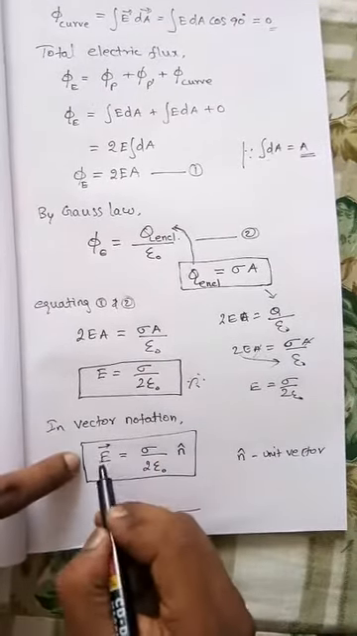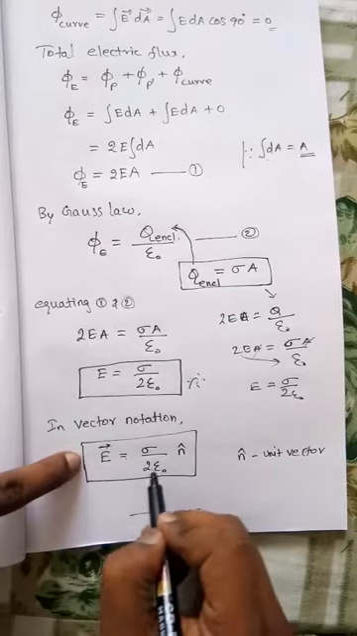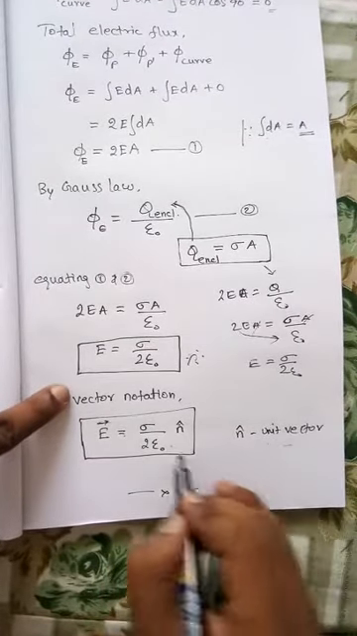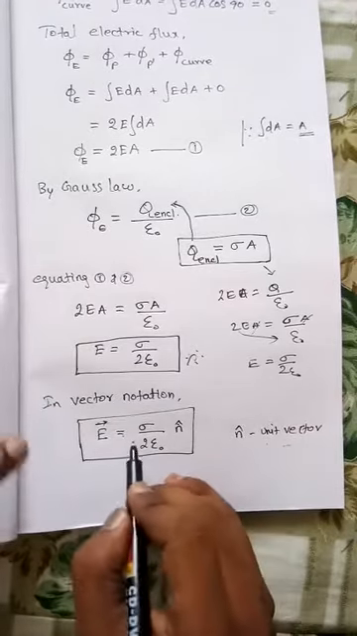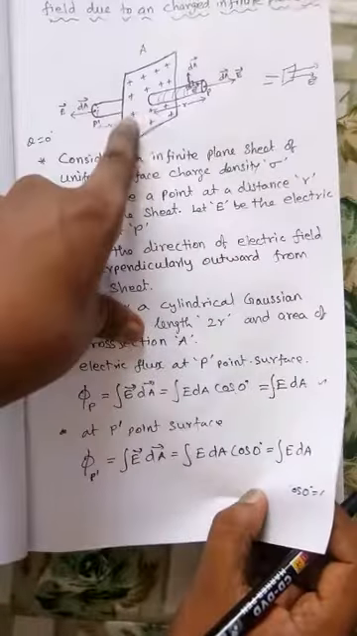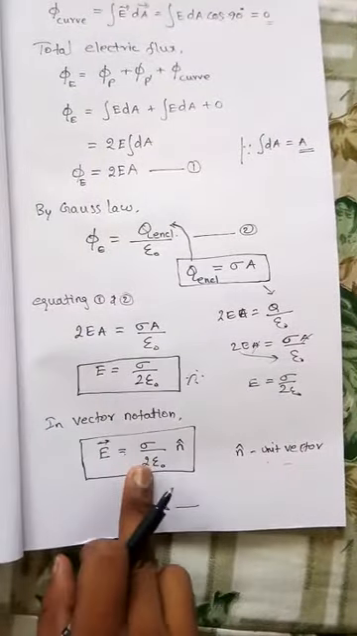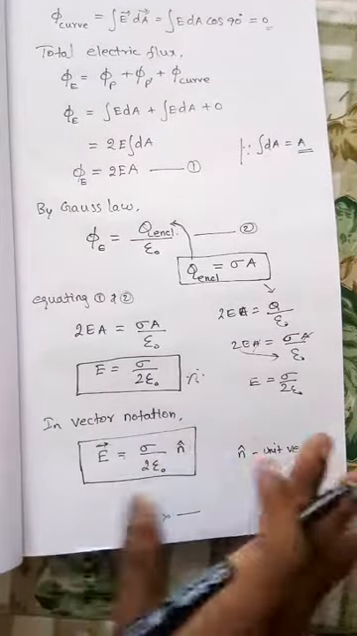In vector form, E vector is equal to sigma by 2 epsilon naught times n vector. The n vector is the unit vector, with value 1, so it is only the indicator of direction. So it is a positive value because this is a positive charge. Suppose if it is negative, your answer will become negative. This is a very important 5-mark question.